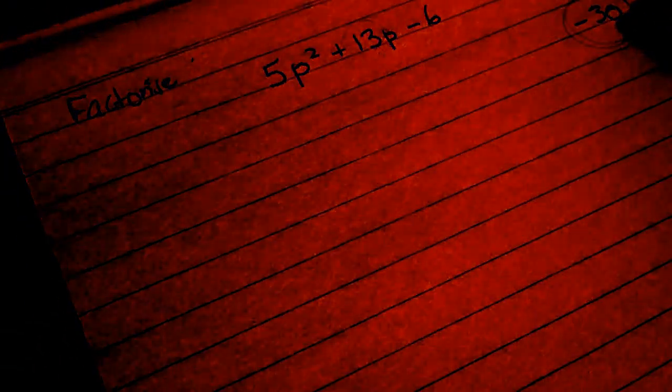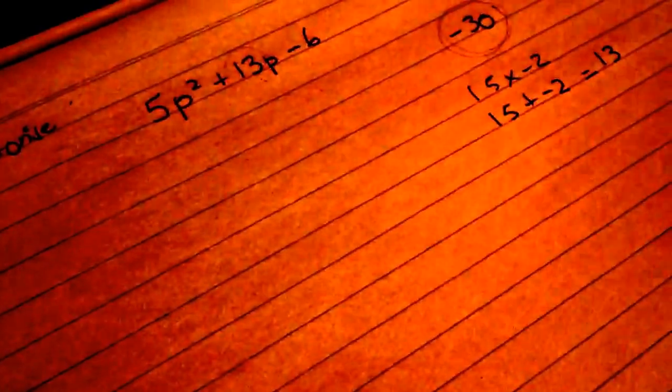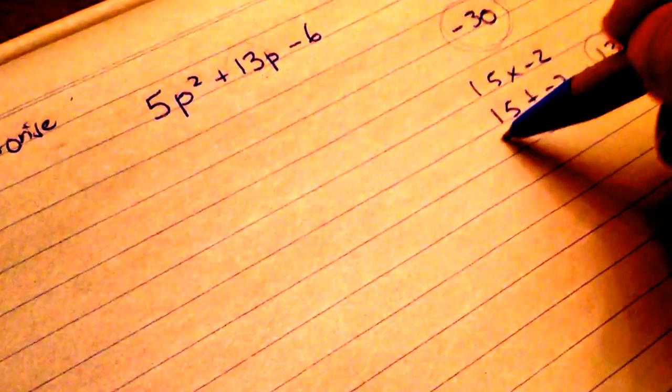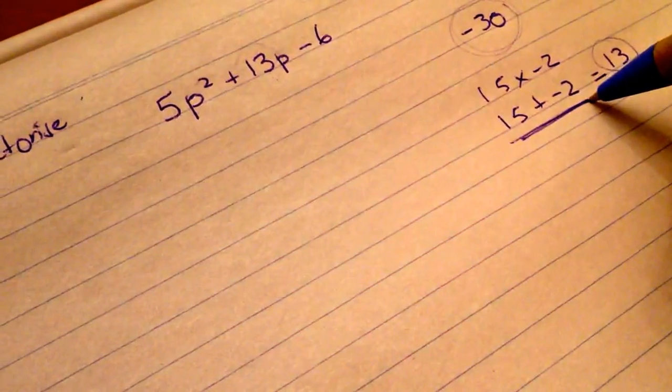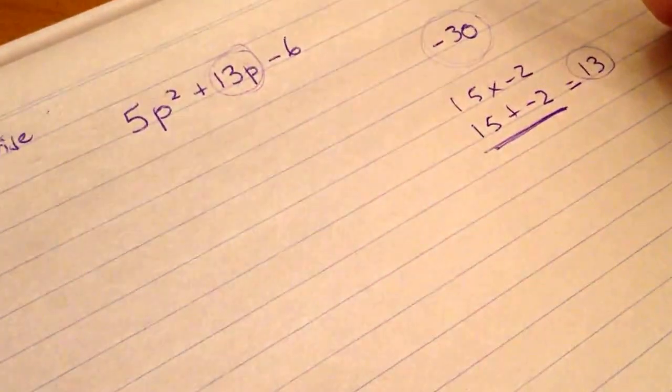I can also think of 15 and minus 2, right? 15 times minus 2 will give me minus 30, okay? And let's add them. So 15 plus minus 2, that gives us 13. Oh, well, that's exactly what we want. Okay, that's what we're after. So these are the two numbers we're going to use to break this middle term up with.